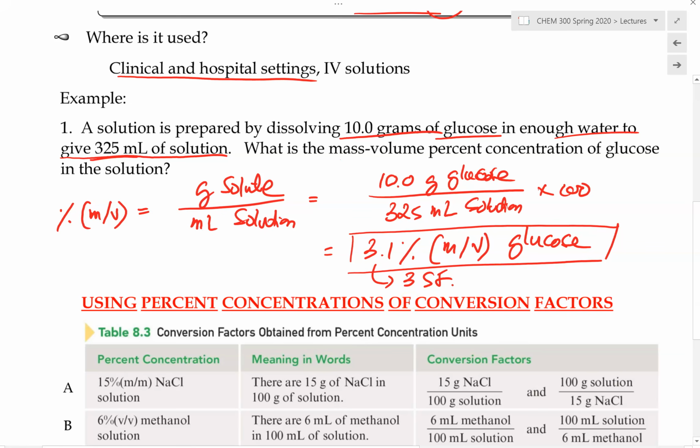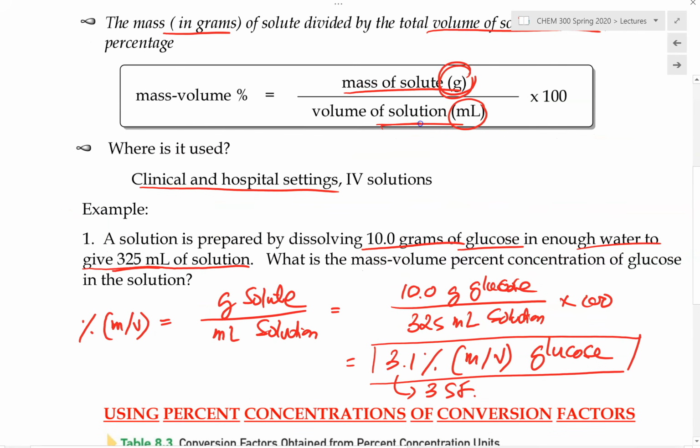Okay. So quite easy to calculate the mass to volume percent. But one thing that we also want to make sure of in this case is that we only know the volume of the solution. We do not know the volume of the solvent. Okay, so please remember that. We do not know the volume of the solvent.